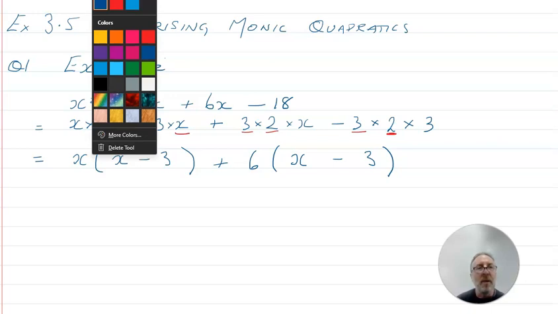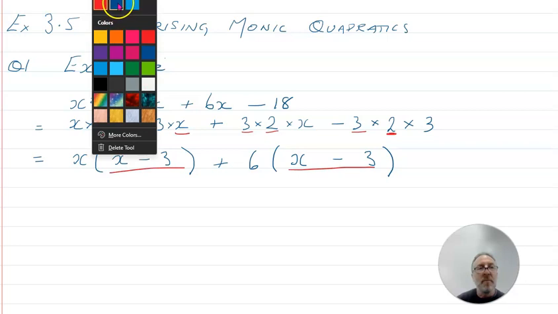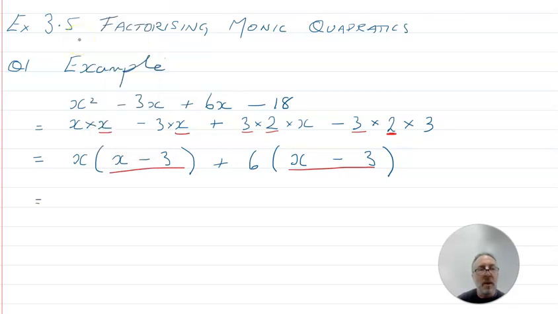Anyway, now it's pretty easy to see. We're on the right track now, because we can see that that is the same there and that is the same there. So I'm going to take that out as a common factor out the front. And what I get left with is an x and a plus 6.